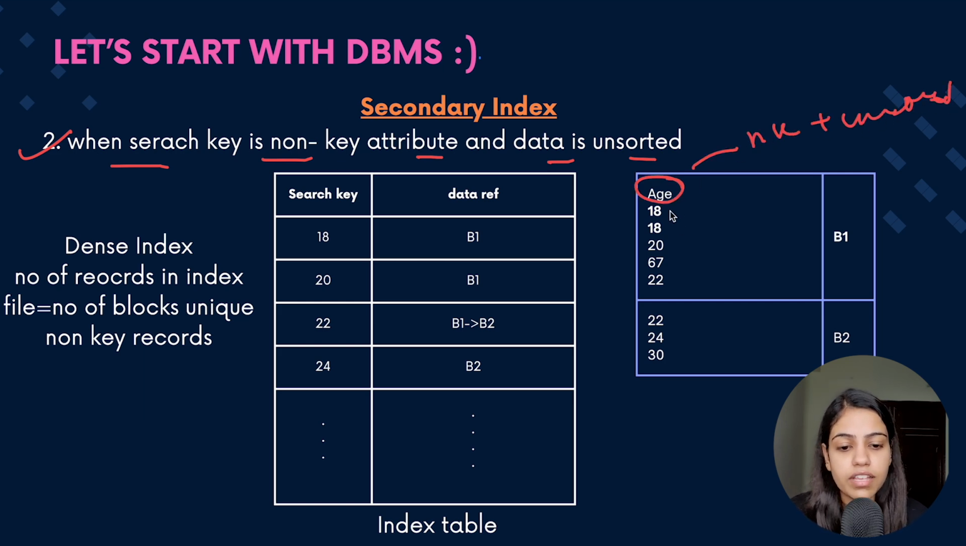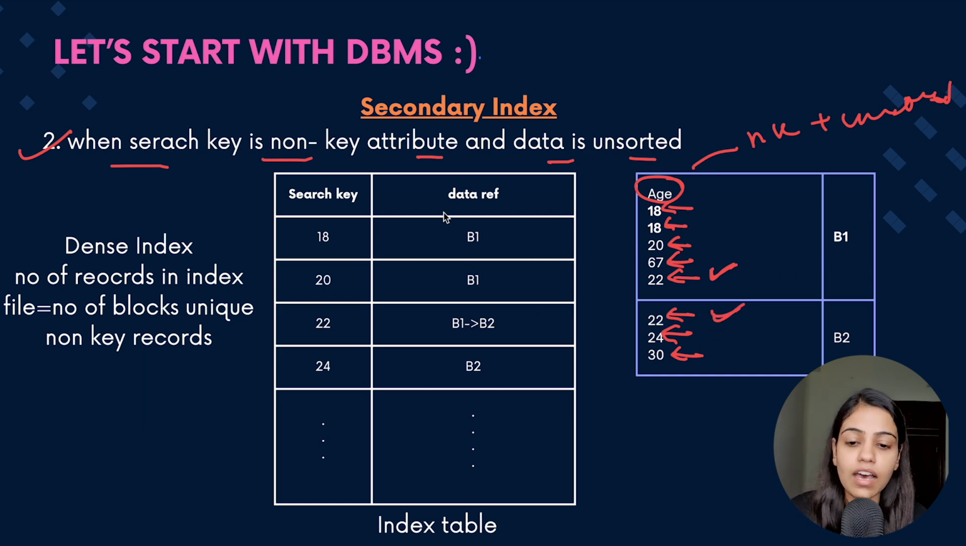So here you can see what is happening. Age is 18, then 20, then 67, then 22, then 22, 24 and 30. Here you can see that the data is also unsorted. There is some duplicate data and it is a non-key attribute. Now in this case, how will the indexing happen? Here we can see that 22 occurs in block pointer B1 as well as in B2. So how will we mention that in our index table?